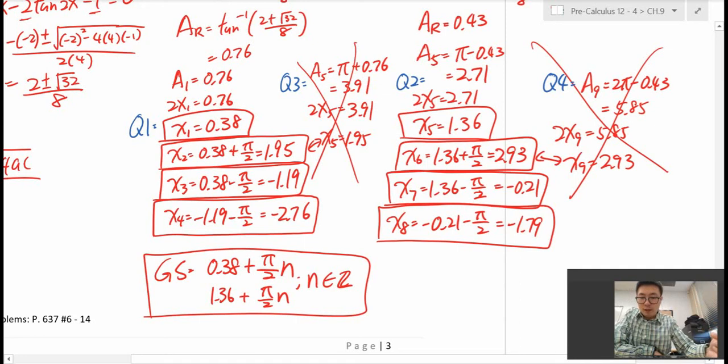Finally, to get the general solution, you take the first two answers, x1 and x5. So you take those and then plus the period times n, where n is an element of the integers. And that is it for this lesson.